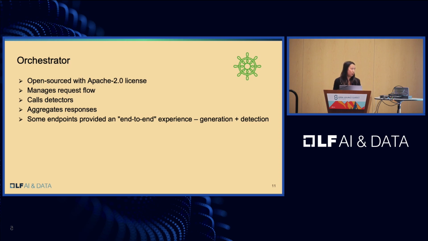And lastly, we have the orchestrator that basically calls all these different components. We have an orchestrator example that is open sourced with an Apache 2 license. And basically, as its name says, it manages the request flow, calling all these different components, whether it's your different detectors or your LLM model server that you want to essentially guardrail. And so then it will aggregate all the different responses from all these different servers. And basically, we have some endpoints that will go over that, some of which provide the sort of end-to-end experience orchestrating both the generation calls and the detection calls.